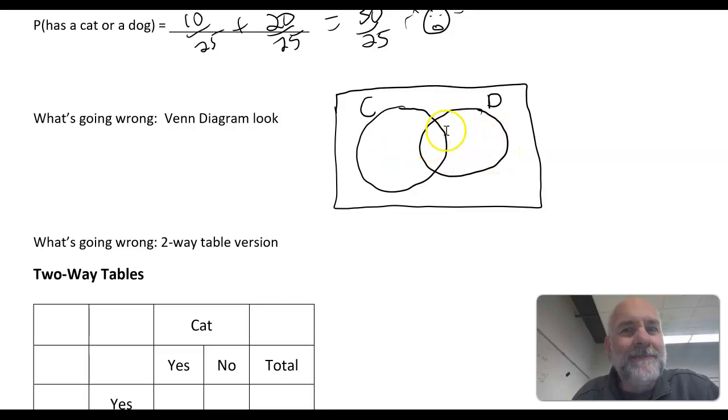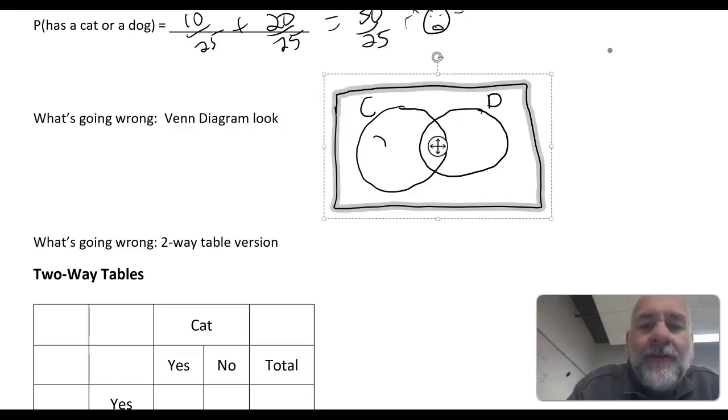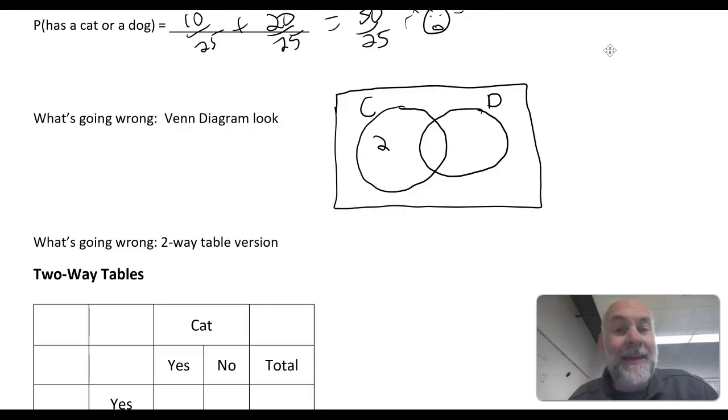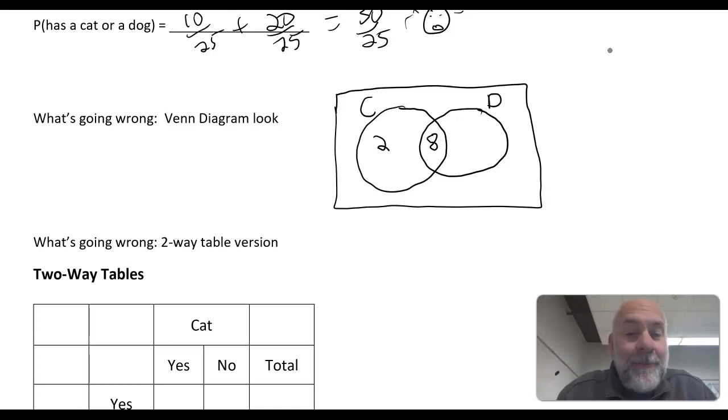But that doesn't mean there's 30 people altogether in these two circles, because you're counting some of those people twice. For example, suppose out of those 10 cat people, 8 of them had a dog and 2 of them just had a cat. I could mark that as 2 people who are cat, not dog, and 8 people who are in both the cat and the dog camp. And with the dog people, there were 20 of them, and we know 8 of them are here, so I know 12 of them are there.